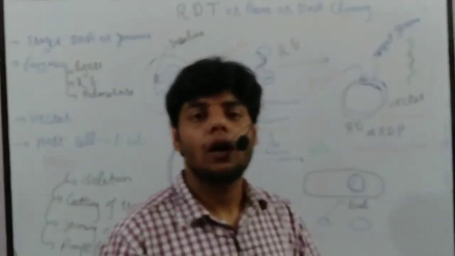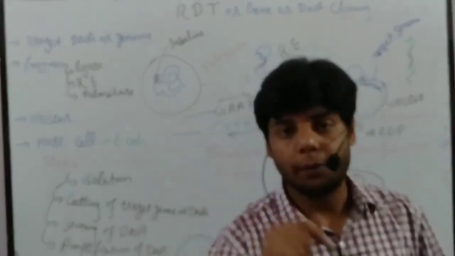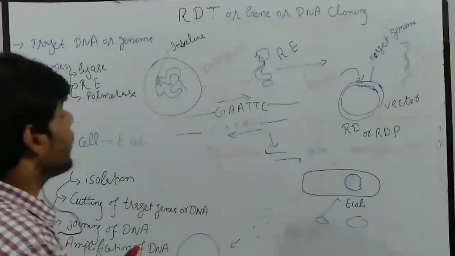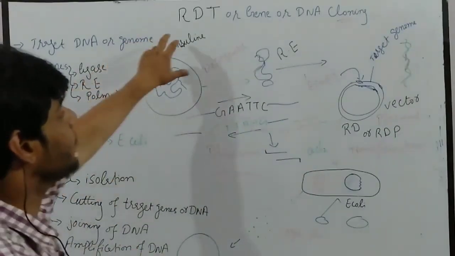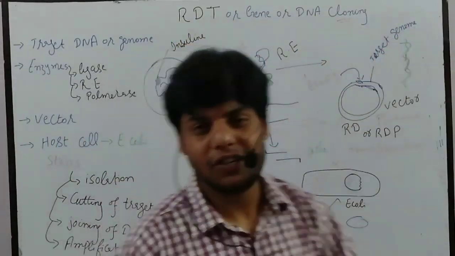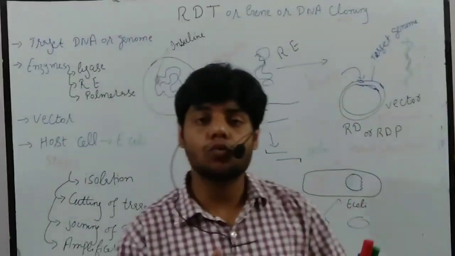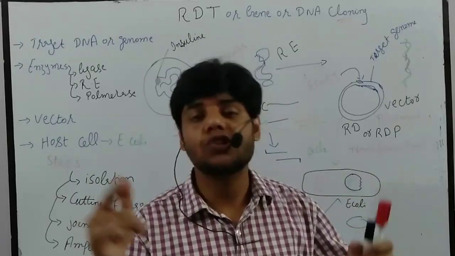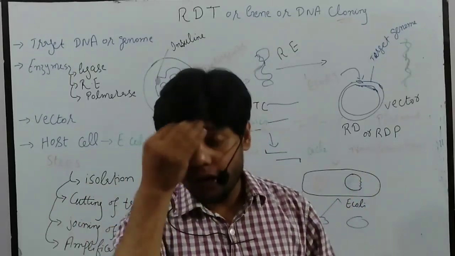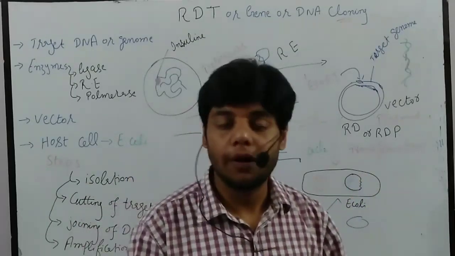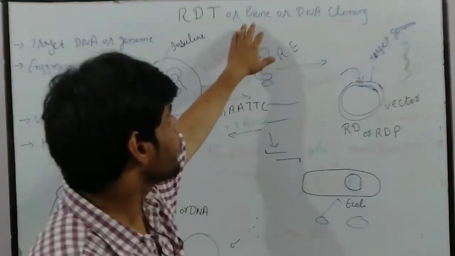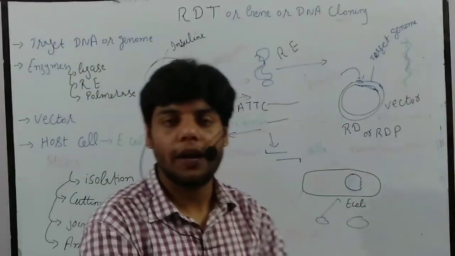Now let me explain the whole process from the beginning, that what actually happened. First of all, we discussed recombinant DNA technology. It is the process in which we can join two DNA molecules with each other. That's why we call it recombinant DNA. Then we talked about what gene cloning and DNA cloning are.